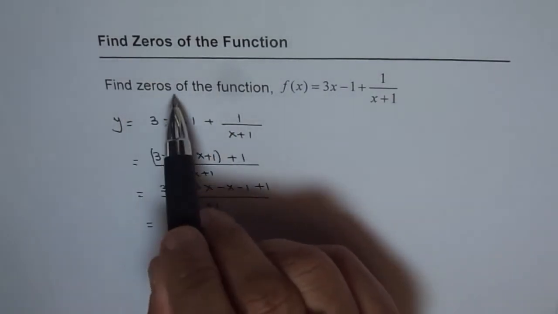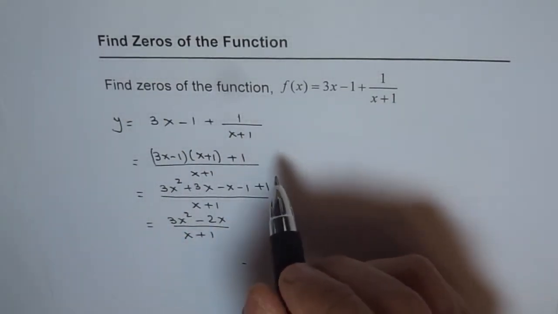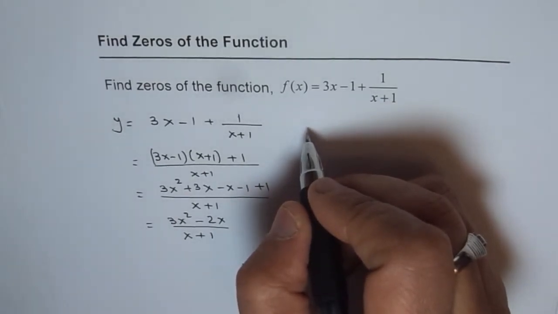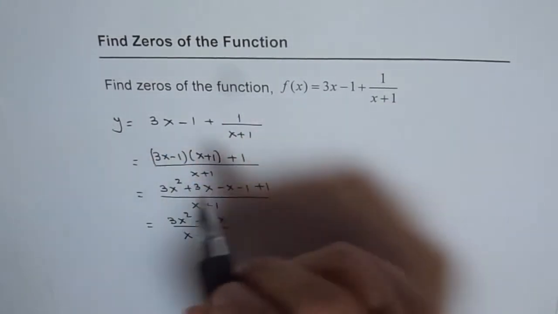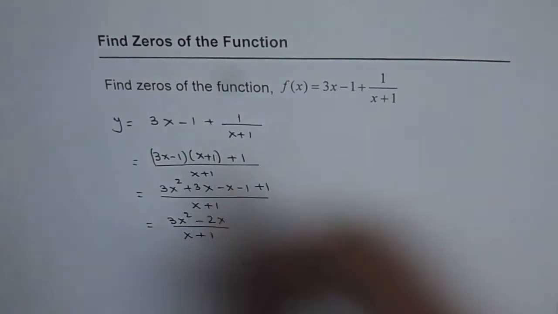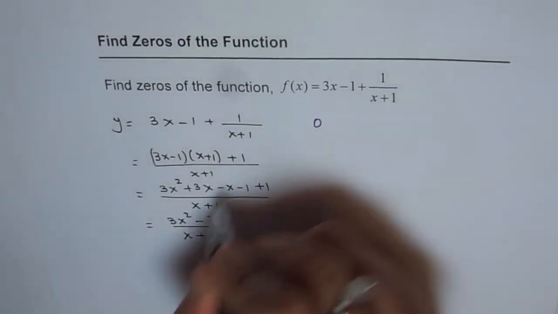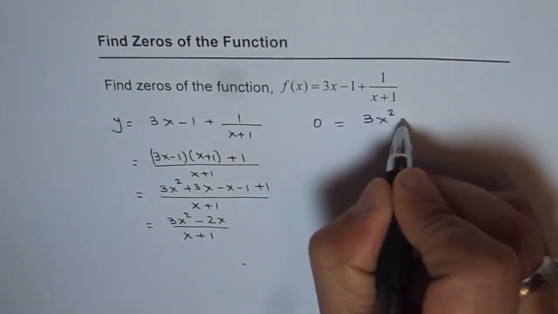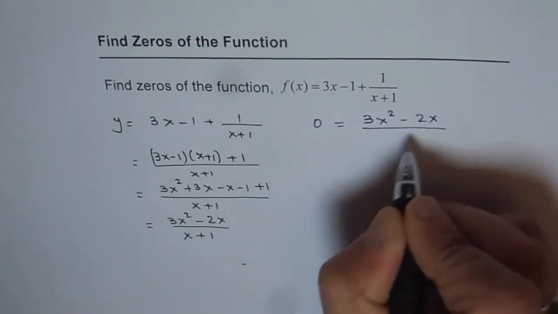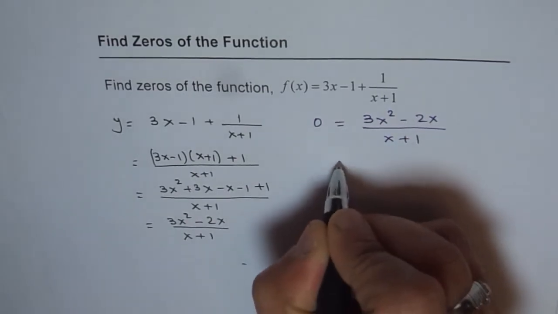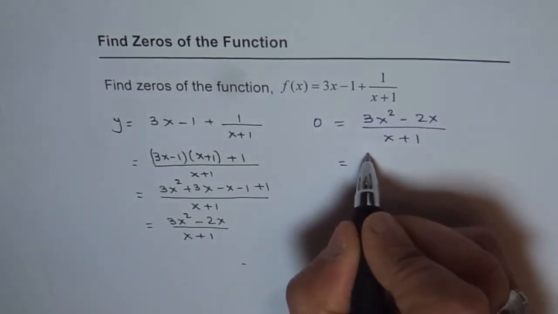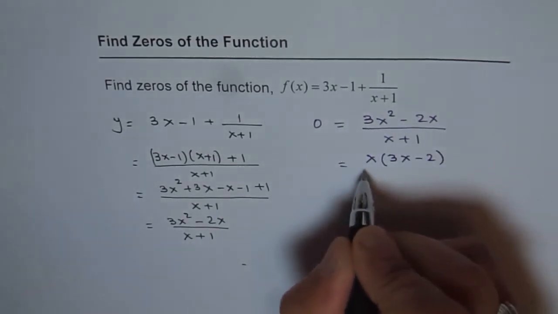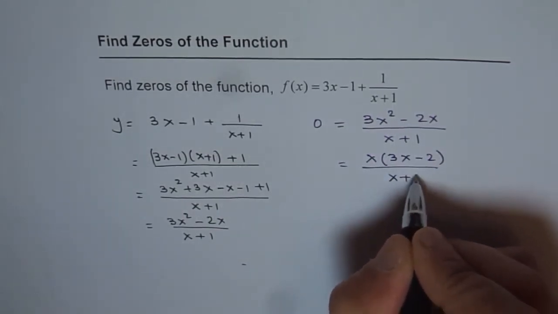So we say find zeros of the equation. Now, finding zeros really means finding the solution of the equation, or the roots. And zeros means y is 0. Now, to find zeros, I'll substitute y equals 0 and solve this equation. So we have the equation as 3x squared minus 2x over x plus 1. So I can take x common. When I take x common, I'm left with 3x minus 2 in the numerator divided by x plus 1.